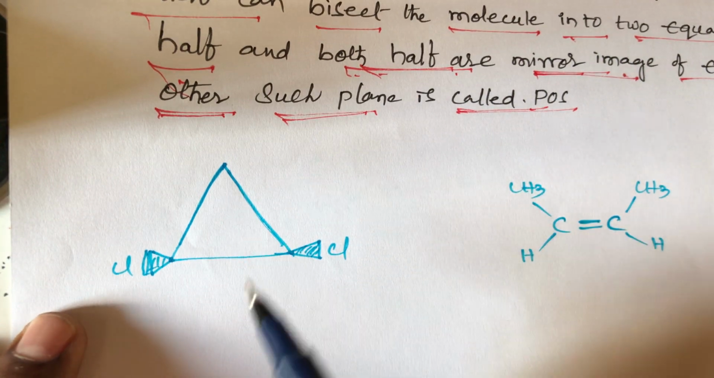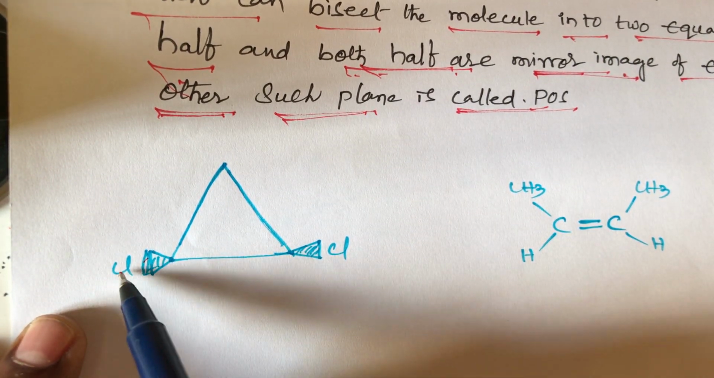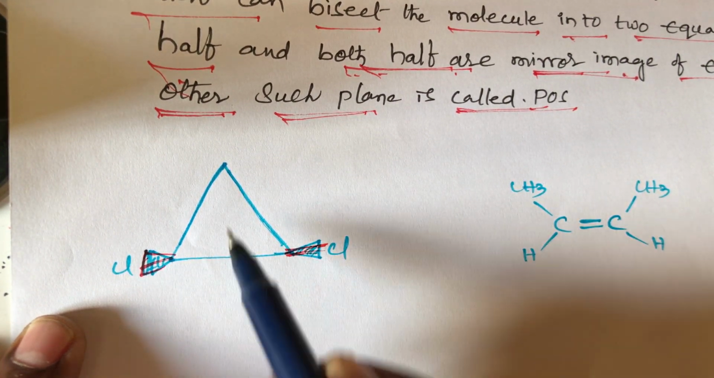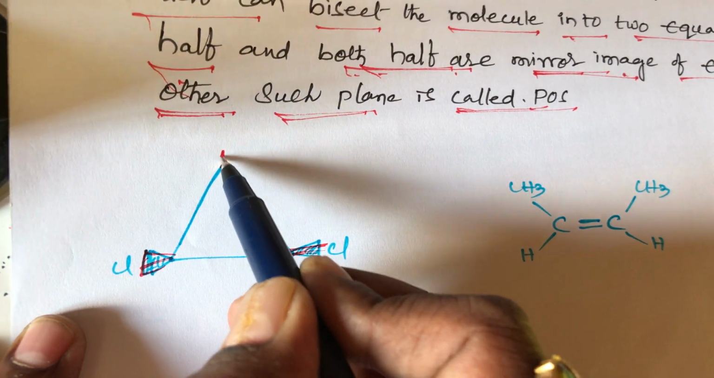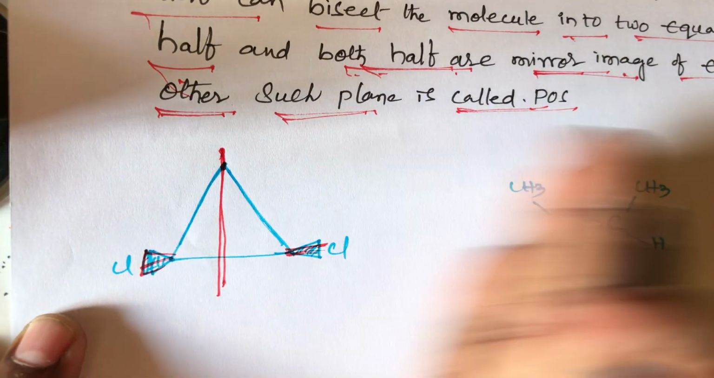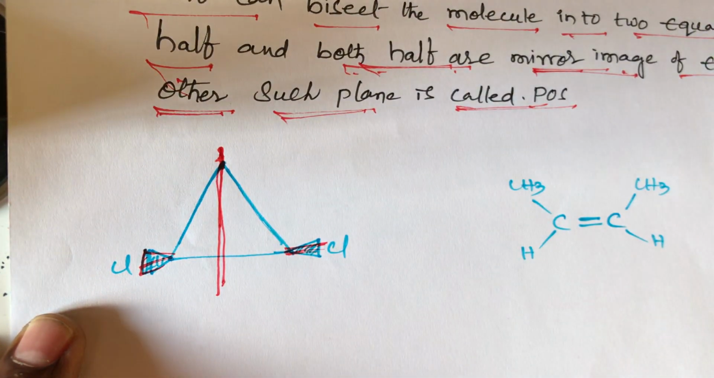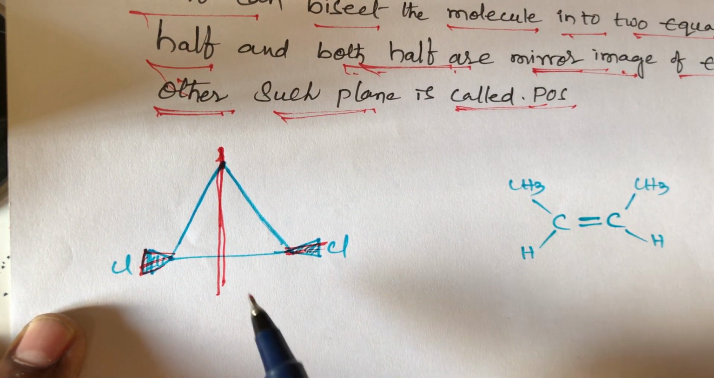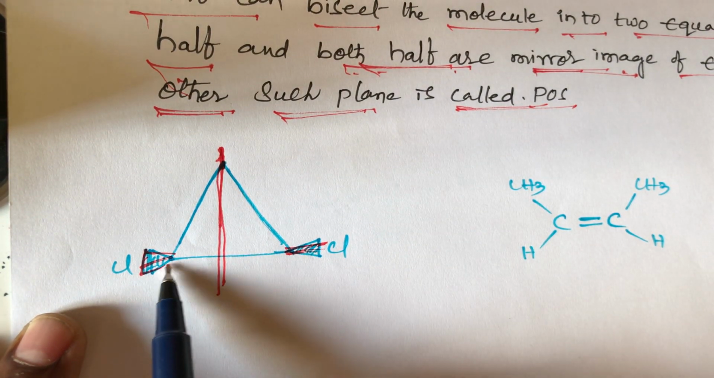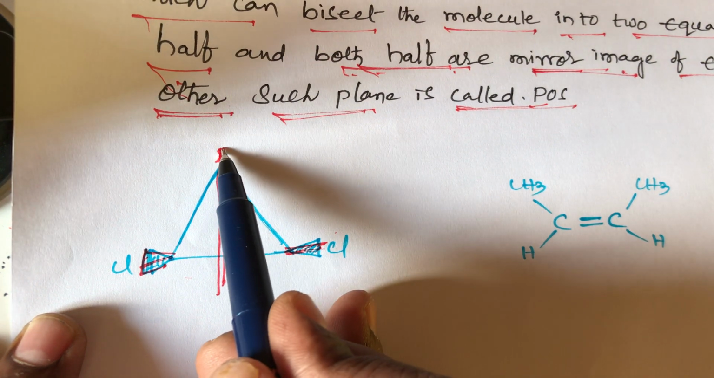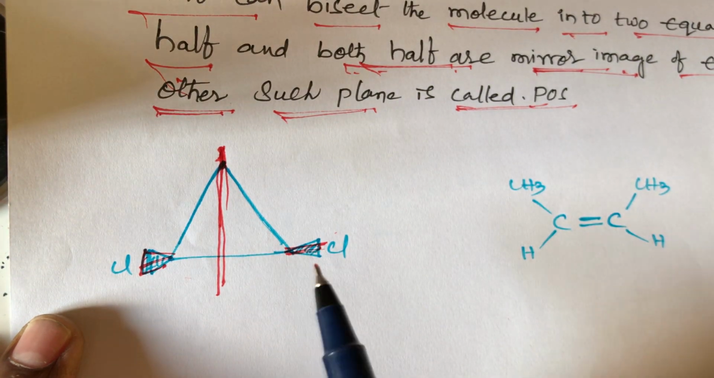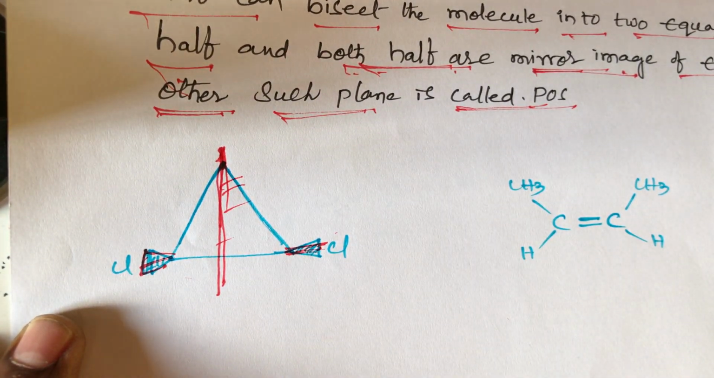For example, now take the cyclopropane example. Here this cyclopropane has two chlorines, and these two chlorines are present on the front side. So cutting here, through the middle of the center point, the left side is half and the right side is half, both are halves of the molecule. These halves are mirror images of each other. The left side compound is the mirror image of the right side compound. So this is also a plane of symmetry.